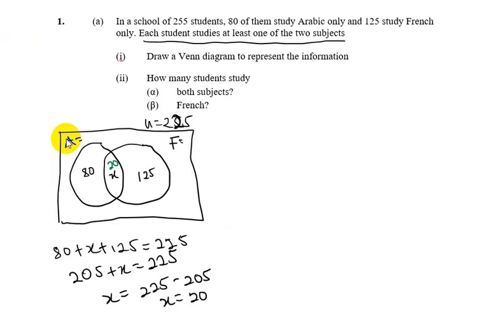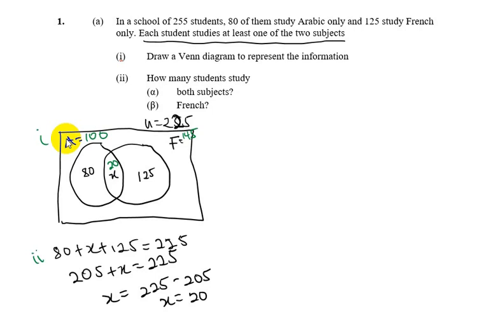Now, if that's 20, it means that Arabic, this circle, will be 100 for Arabic, and here too will be 145 for French, right? But that was not given. Okay, so now we've illustrated it on a Venn diagram. Now they asked how many students study both subjects. That is the 20 that we just found. So this is the intersection.